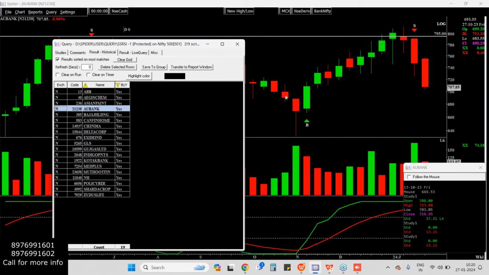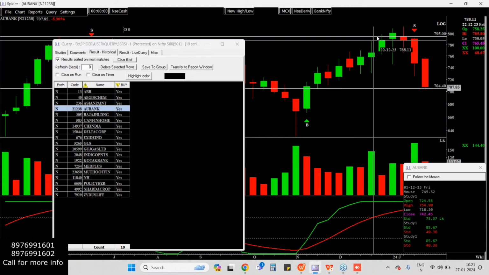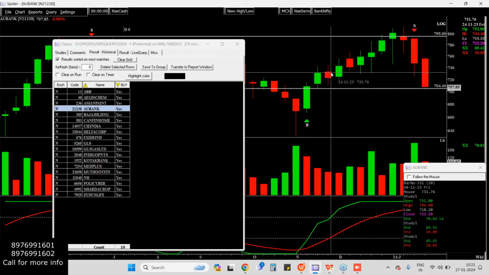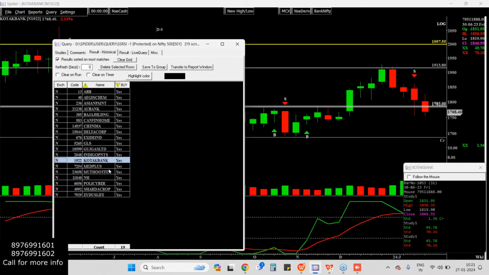Even in AU Bank, if you check, the confirmation candle gave us a closing above the signal candle, and with this being your stop loss, you would have taken the trade and it went completely positive after that. You can see a good swing and positional trade, be it swing or be it position, both would have been good trades executed over here. So basically, these are all the stocks which went positive from that point onwards.